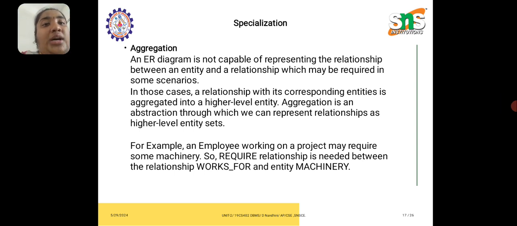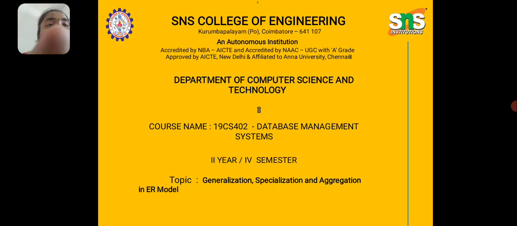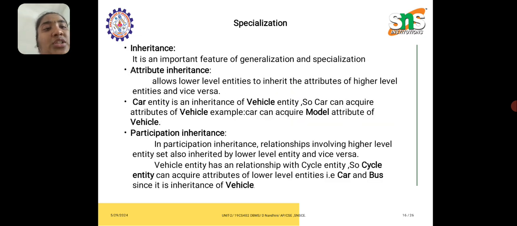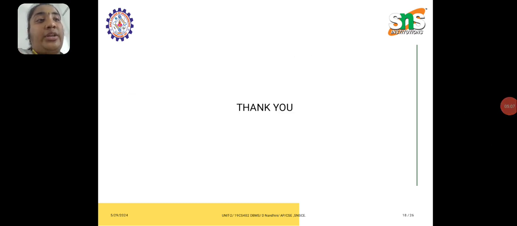So these are all generalization and specialization, given to aggregation. What is aggregation? From this generalization and specialization, we are aggregating something. For example, if vehicle is an entity, from the vehicle entity we are inheriting a car. From the car, the model is getting aggregated. This is known as generalization, specialization, aggregation. Thank you so much.